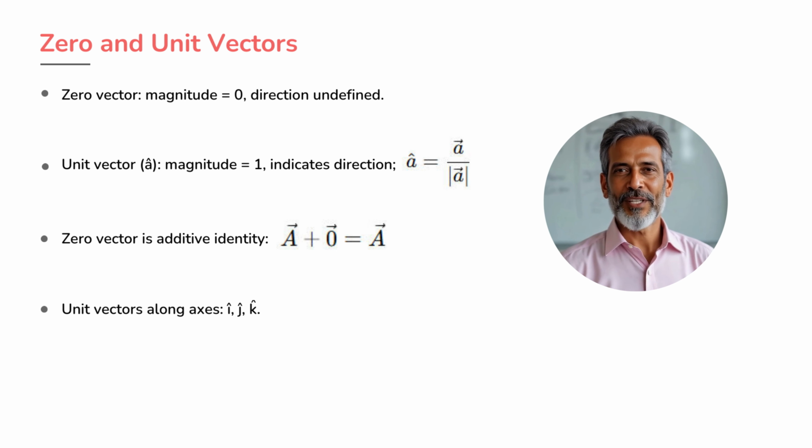In Cartesian coordinates, we use the special unit vectors i hat, j hat, and k hat for the x, y, and z directions, respectively. Any vector R can be written as x times i hat plus y times j hat plus z times k hat. This breaks the vector into its components along each axis. So zero vectors remind us of the additive identity, and unit vectors help us specify direction clearly. Excellent. These special vectors make algebra much cleaner.